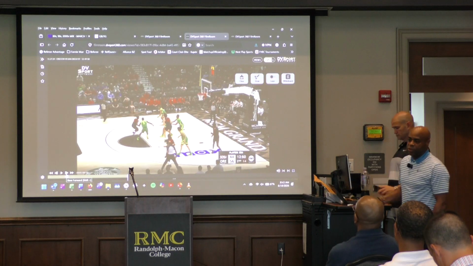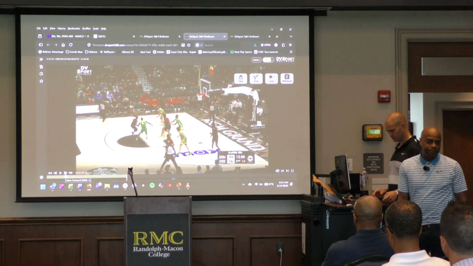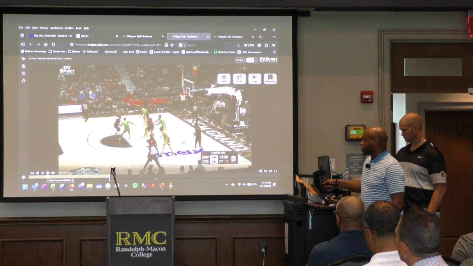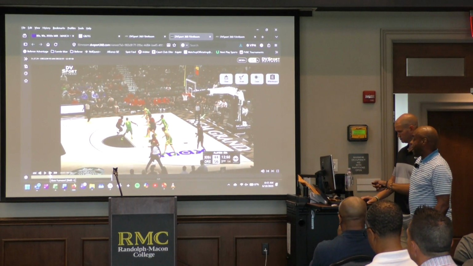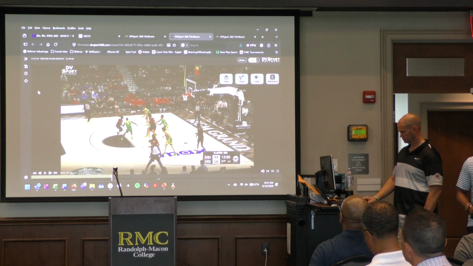This is a tough play. We should talk about this in pregame, because this play can get us in trouble a lot, especially if we're not knowing what to do in this situation here. I have nothing to look at. I know this is a blind spot.